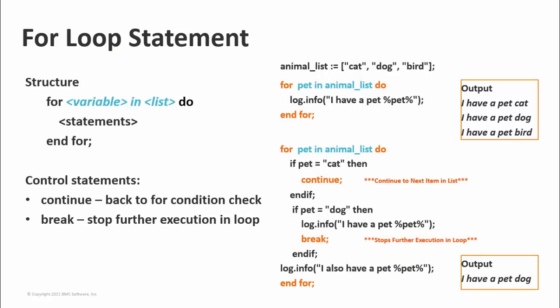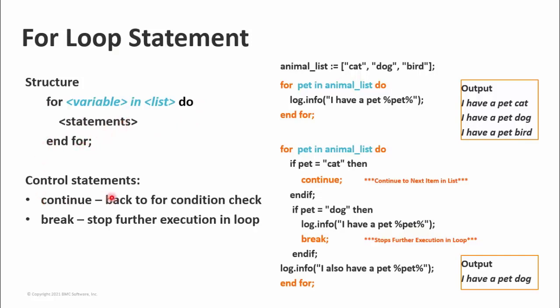We need for loops because we have lists. There is no array in TPL if you haven't noticed. What you would call array is something that we call list. One of the syntaxes of the for loop is to say for variable name in list do. And then you have your statements, and then you have your end for.